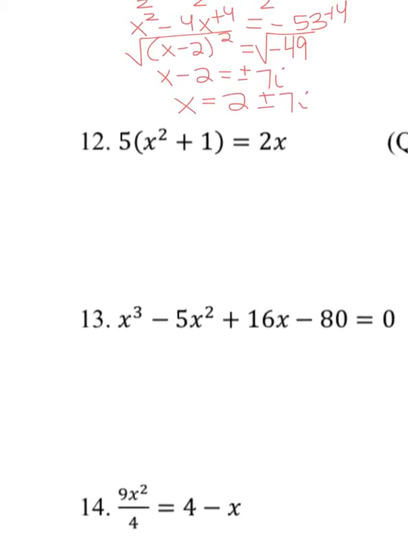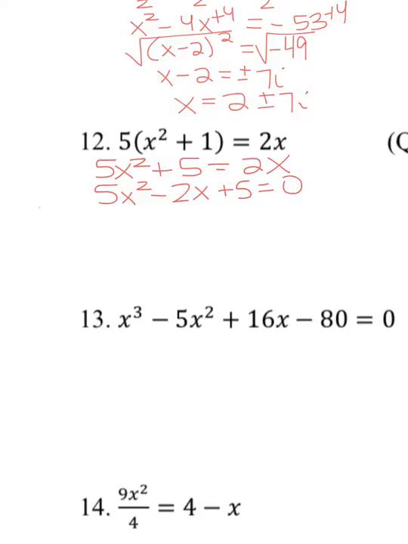For number 12, it tells you to use the quadratic formula. So I need to put it into standard form, ax squared plus bx plus c equals 0. So right now I have 5x squared plus 5 equals 2x. I'm going to subtract the 2x to the other side, and that's going to go in the middle. So 5x squared minus 2x plus 5 equals 0. So a is 5, b is negative 2, and c is 5.